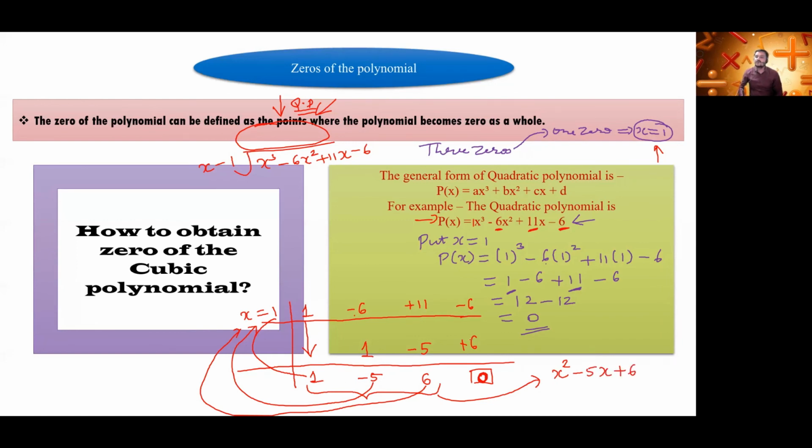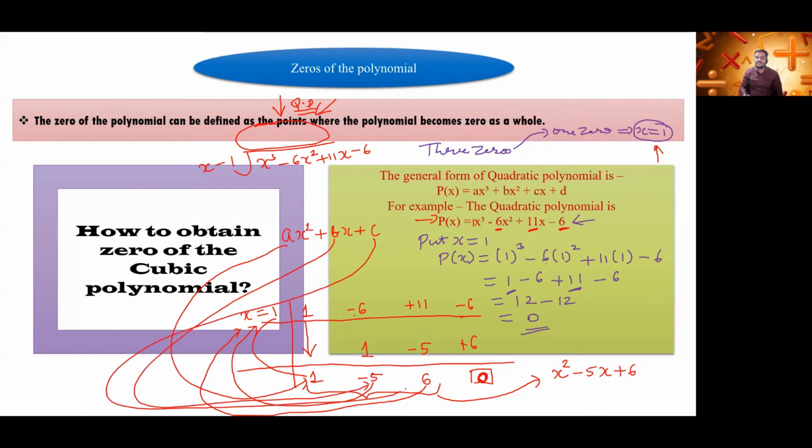Because what is the general form of a quadratic polynomial? It is ax square plus bx plus c. So what is the value of a here? It is 1. What is the value of b here? It is minus 5. And what is the value of c here? It is plus 6. So that's why I got this quadratic polynomial. Is it clear to everyone?